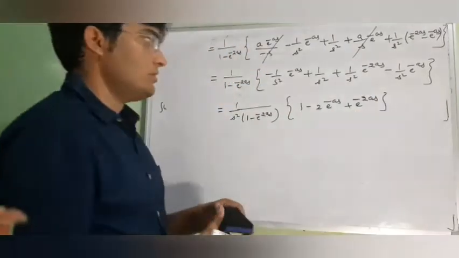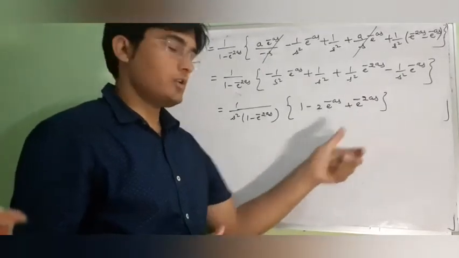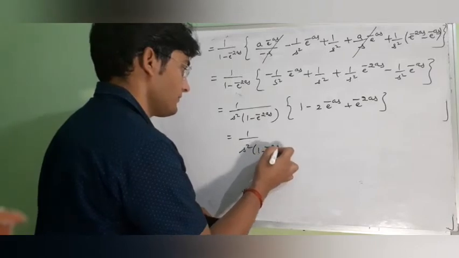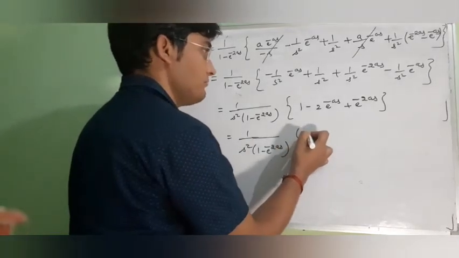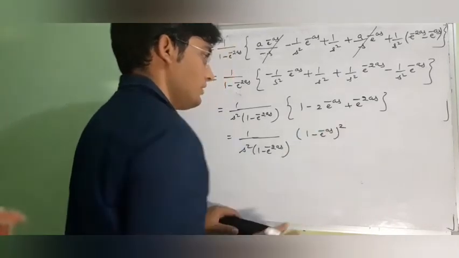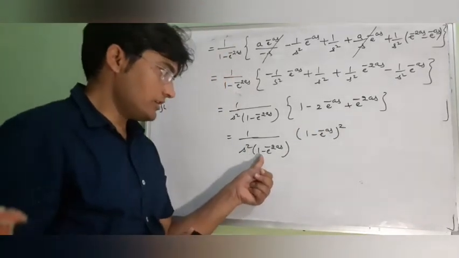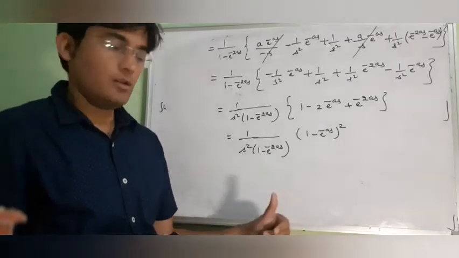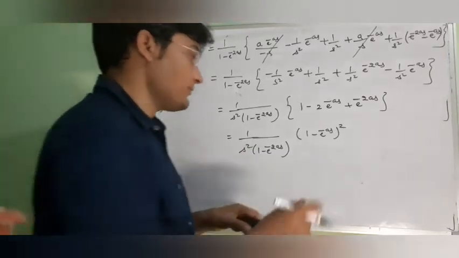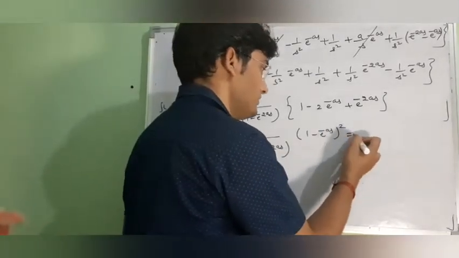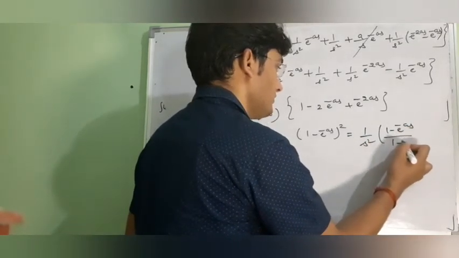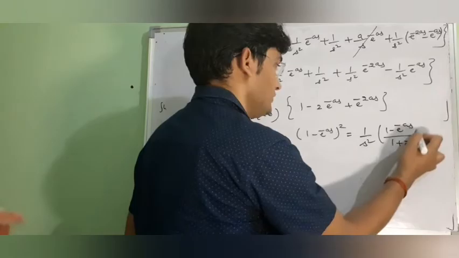Now this is your a square plus b square minus 2ab, and it is equal to (1 minus b) whole square. Now here this term can be written as a square minus b square. b square means e to the power minus as whole square. So this is your (a plus b)(a minus b). So one a minus b will be cancelled. So this is your 1 upon s square, (1 minus e to the power minus as)(1 plus e to the power minus as).